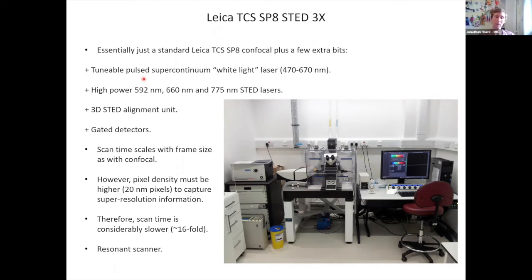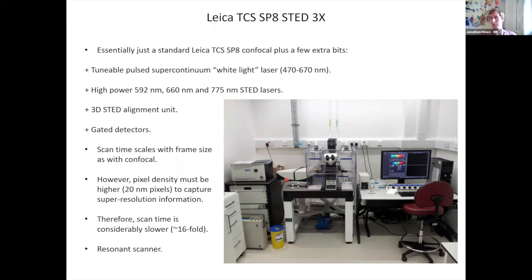So in this case, 592 depletes green dyes, 660 depletes red dyes, and 775 depletes far red dyes. There is the 3D STED alignment unit, which is this box immediately to the left of the scan head, which modifies the incoming STED light so that it forms these unusual shapes, and also aligns them on top of the excitation beam. There's also gated detection in the scan head, which further enhances the resolution.